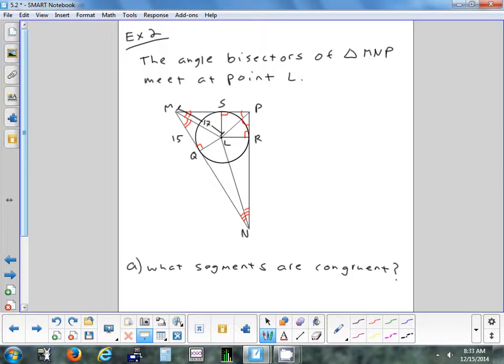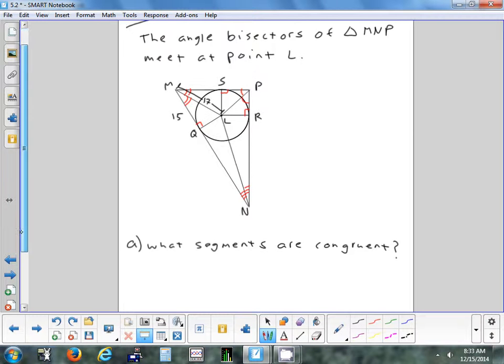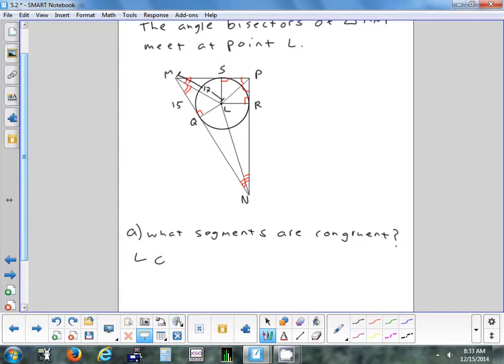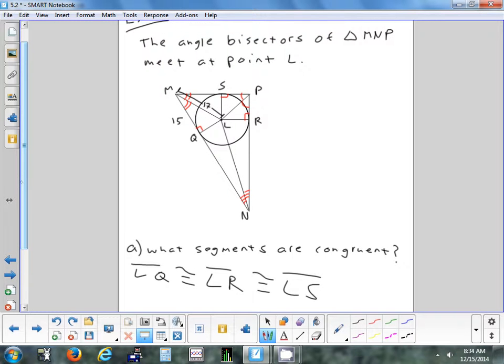Which segments would be congruent in that picture? Yeah, LQ, LR, and LS. Those are all radii of the same circle. By definition, all the radii in a circle are congruent. LQ, LR, and LS. Okay, any question why those are congruent?